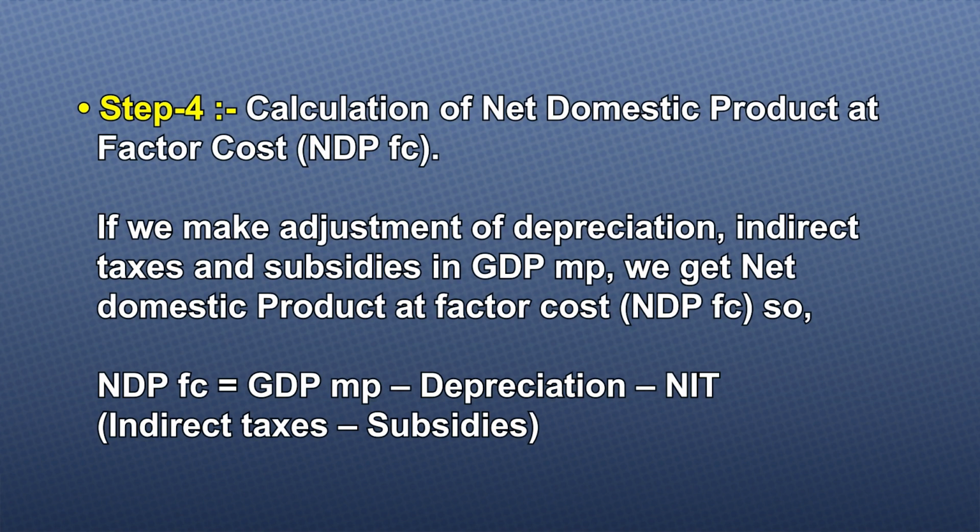Step 4: calculation of net domestic product at factor cost, NDPFC. If we make adjustment of depreciation, indirect taxes and subsidies in GDP MP, we get net domestic product at factor cost, NDPFC. So, NDPFC is equal to GDP MP minus depreciation minus NIT. Here NIT means indirect taxes given to the government minus subsidies received by the government.